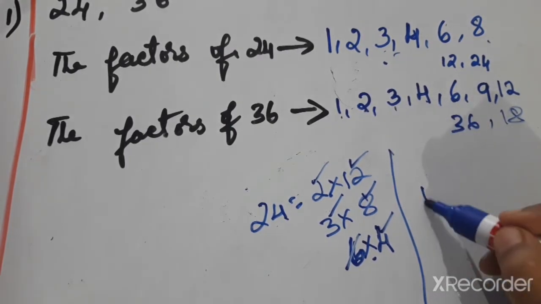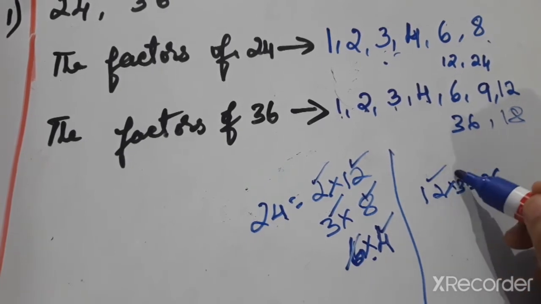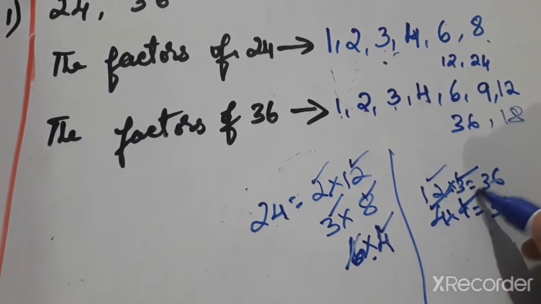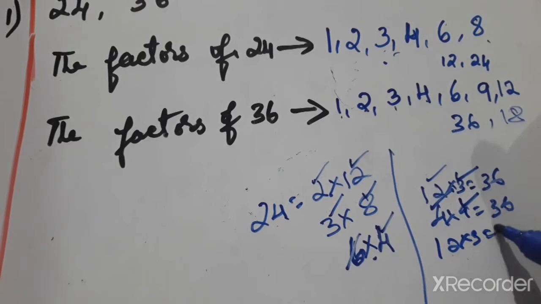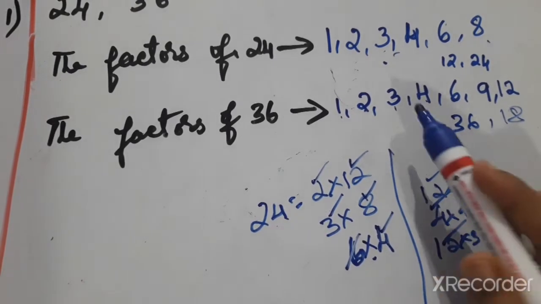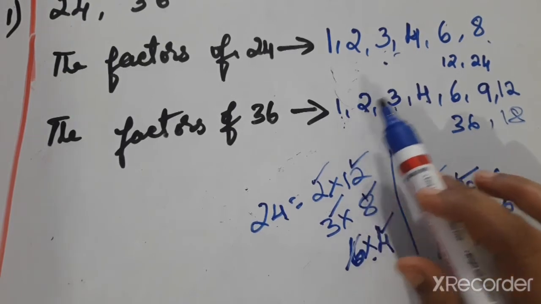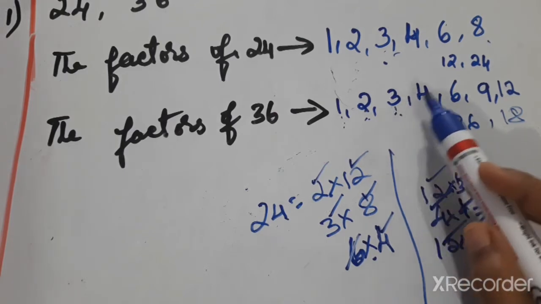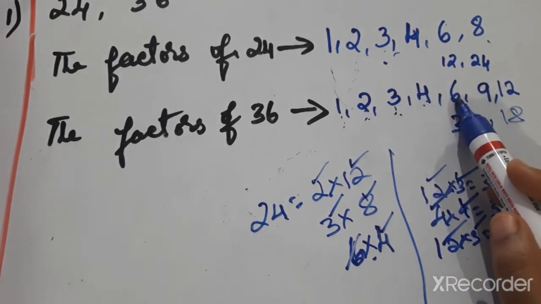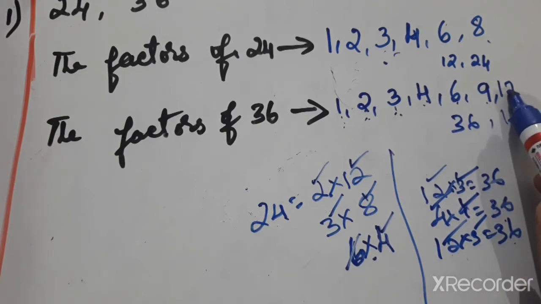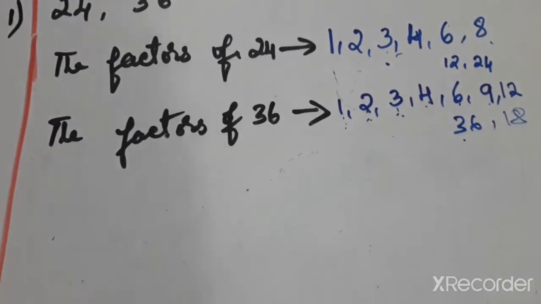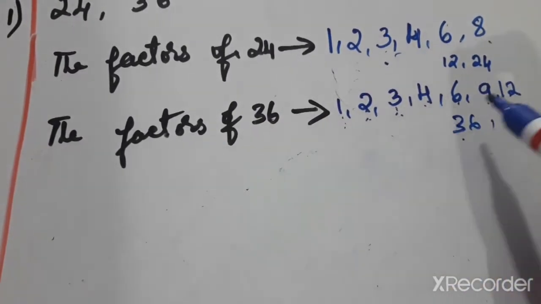3 12s or 12 3s are 36, no? So 12 is also a factor, 3 is also a factor. 4 9s are 36. So 4 is also a factor, 9 is also a factor. 12 3s are 36. 3 is also a factor, 12 is also a factor. So we have written: 1 36 is 36, 2 18s or 18 2s, 3 12s or 12 3s, 4 9s, 6 6s, 9 4s are 36, 12 3s are 36, 36 ones are 36, and 18 twos are 36. These are the factors. Now the factors of 24 and the factors of 36 are written.